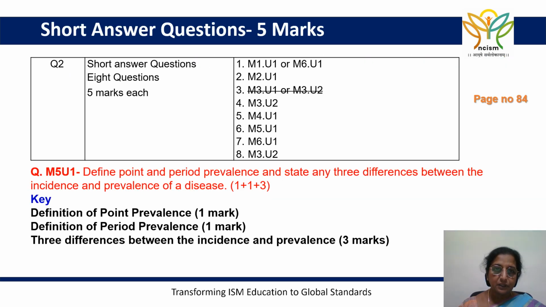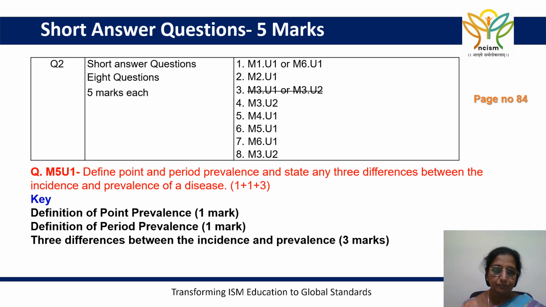Coming to short answer questions, each carry 5 marks. It should be from the rest of the module. No question should be framed from module 3. For example, let us assume we have framed a question from module 5, unit 1. A sample question is define point and period prevalence and state any 3 differences between the incidence and prevalence of a disease.